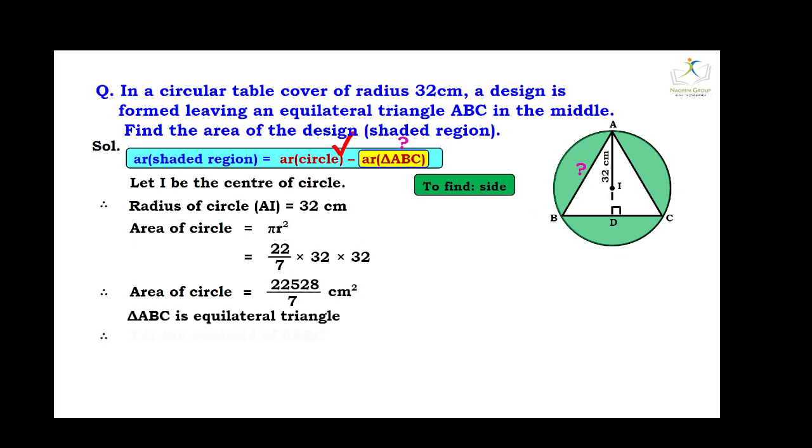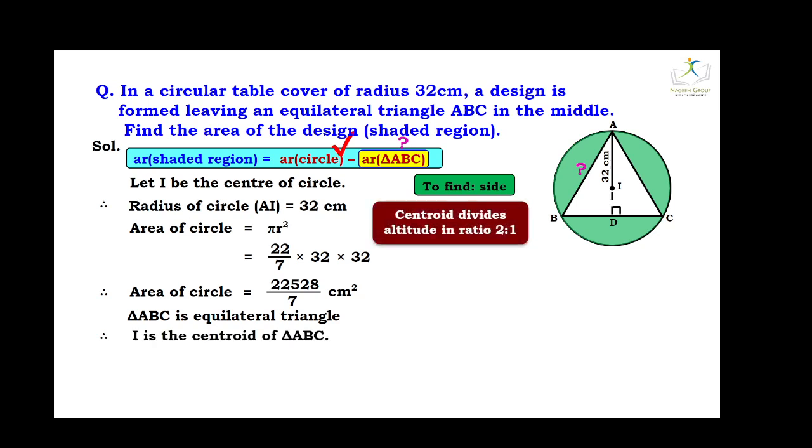Now that's a ratio. We have 2 is to 1. When you talk about medians, the concurrency of the medians should be in 2 is to 1 ratio. So with the 2 is to 1 ratio, 2 times is 32. So what is 1 time? So we can find the altitude very simply. If 2 times is 32, divided by 2, which is 16. So 1 time is 16.